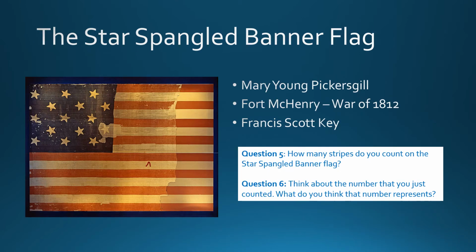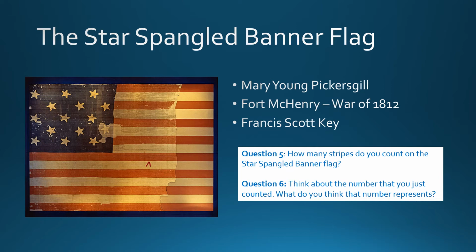Mary Young Pickersgill was the maker of the Star-Spangled Banner flag that flew over Fort McHenry during the Battle of Baltimore in the War of 1812. Mary learned her flag-making skills from her mother, Rebecca Young. In 1813, she was commissioned by Major George Armistead to make a flag for Baltimore's Fort McHenry. He insisted that the flag should be so large the British could see it from a great distance.